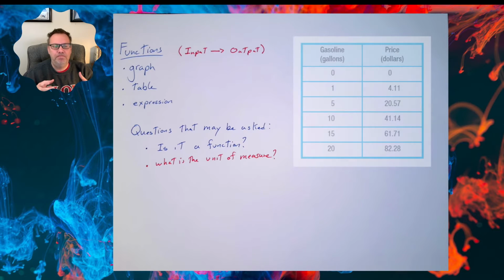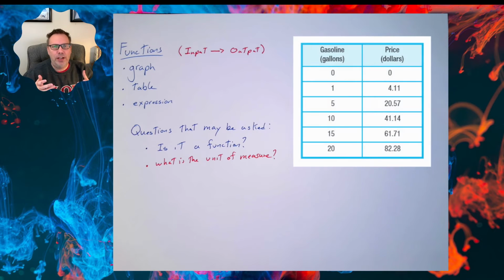A table usually has two columns in it. The first column is your input, your second column is your output. And again, I want you to put in the units in the column labels.